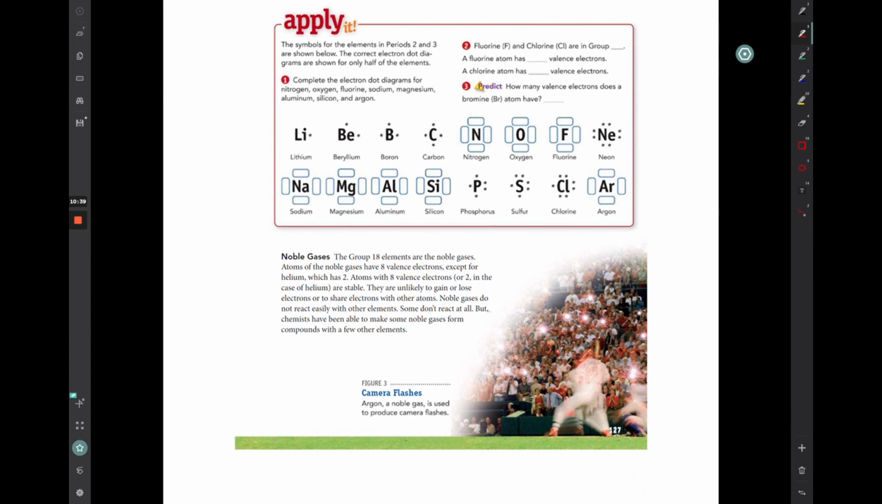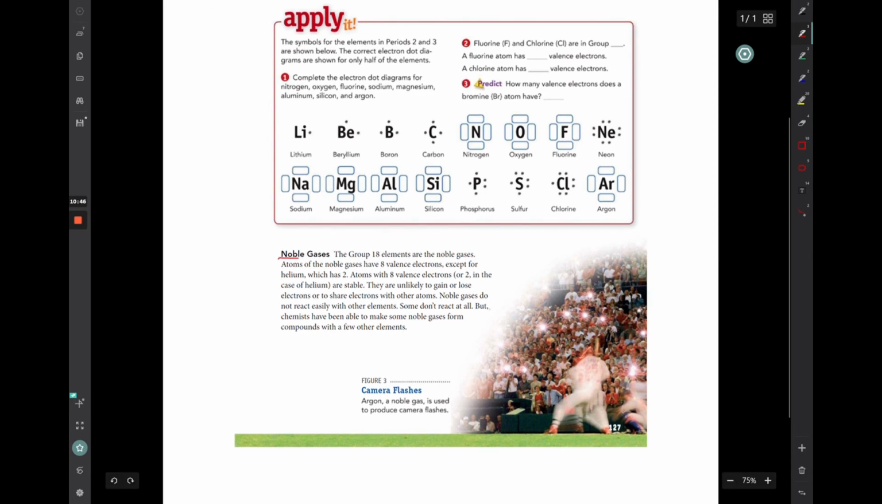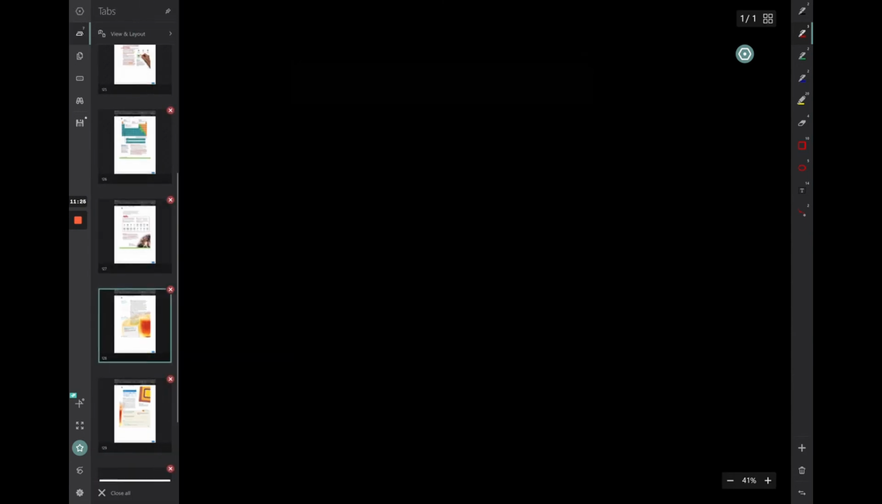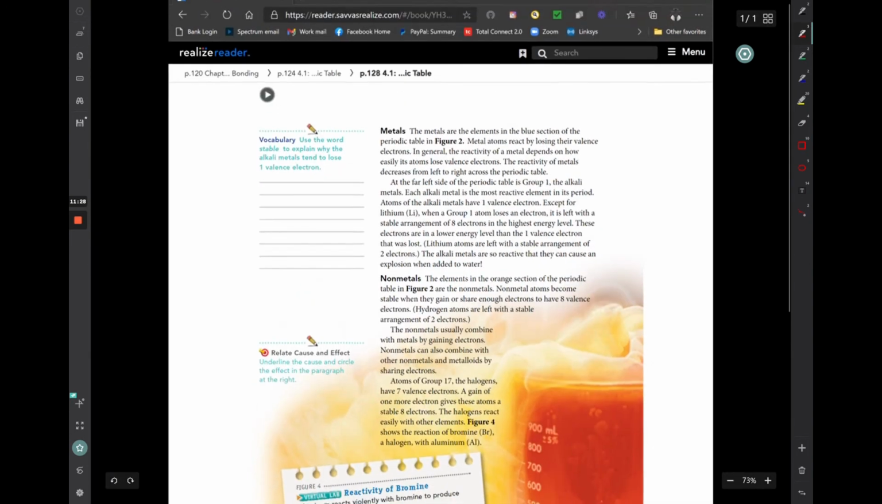So the noble gases, if you remember, are all of those elements in group number 18. The noble gases are atoms with 8 valence electrons, with the exception of helium, which has 2, but it is full. The last energy level is full. Because they are full, they are very unlikely to gain or lose electrons or share their electrons with other atoms. So therefore, they do not react easily with other elements. We typically find the noble gases as standalone elements, and they don't typically mix or chemically combine with other elements.